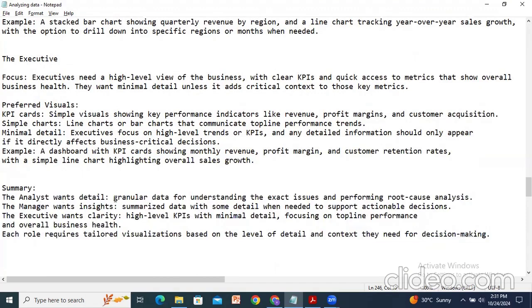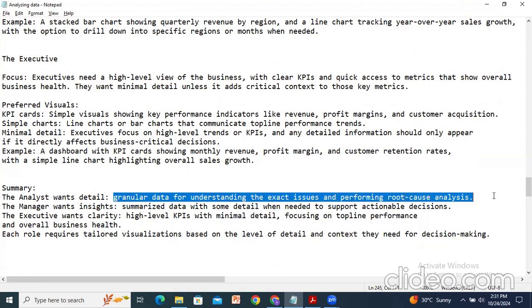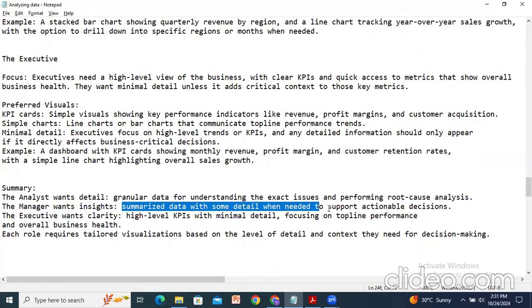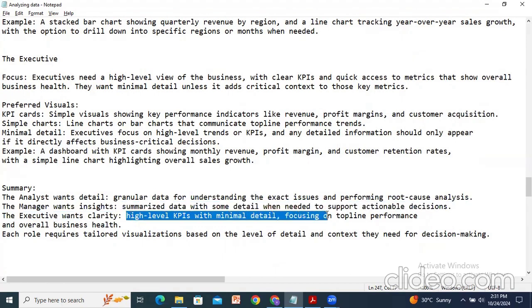For the analyst, it is mainly granular data for understanding the exact issues and performance RCA. For the manager, it is mainly summarized data with some detail when needed to support actionable decisions. For the executive, it is mainly high-level KPIs with minimal detail. So each role requires tailored visualizations based on the level of detail and context they need for decision making.